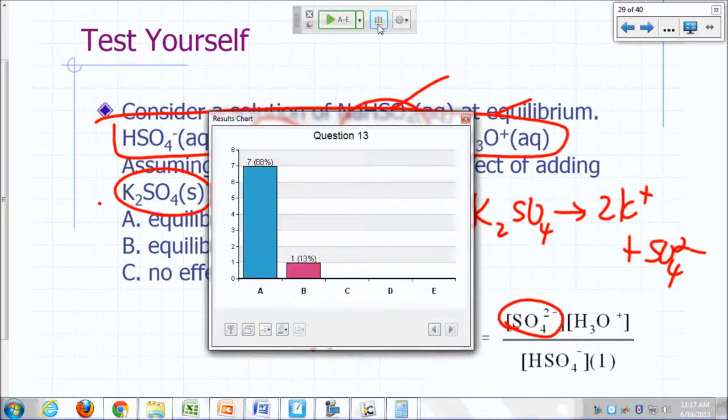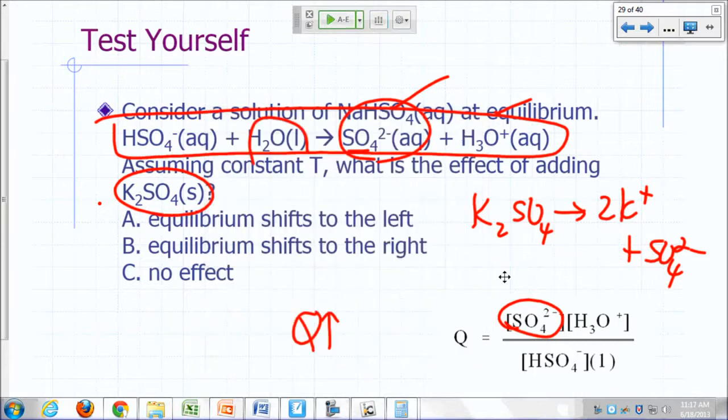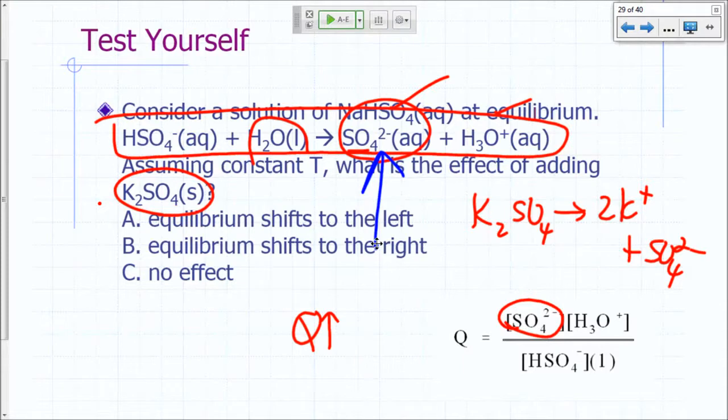Okay, it shifts to the left, right? Because here's a simple way of thinking about it. If you're putting more sulfate in, the system will try to counteract what you did. If you put more sulfate in, it will try to get rid of some of it, so it will shift to the left. Okay, add more products, shift to the left.